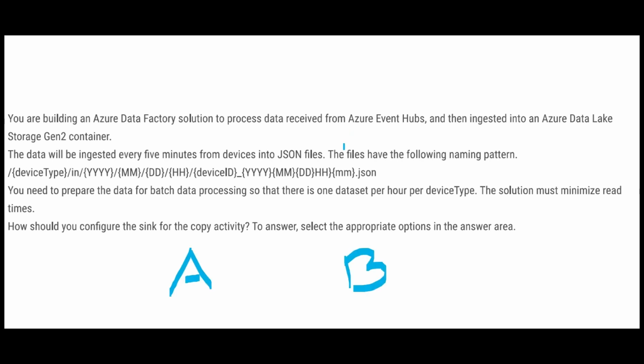So you have two things, A and B, and you want to move the data. In this case, A is your Event Hub. What does Event Hub do? It does real-time data movement. Okay, and the data will be stored here. B. What is B? B is your Data Lake Storage. Clear? Every 5 minutes it will send the data. The file will have this naming pattern, and you need to prepare the data for batch data processing so that there is one data set per hour per device, and you should minimize read.